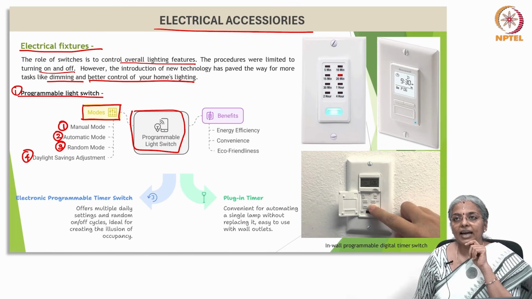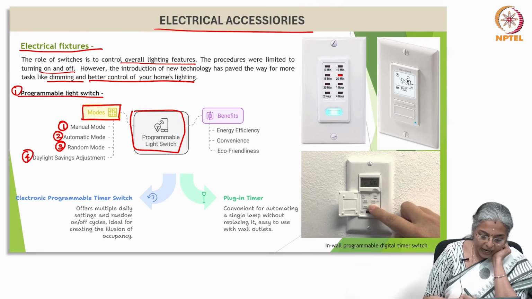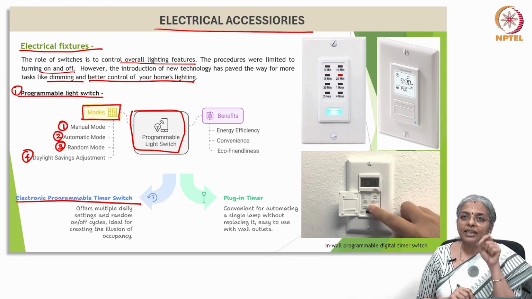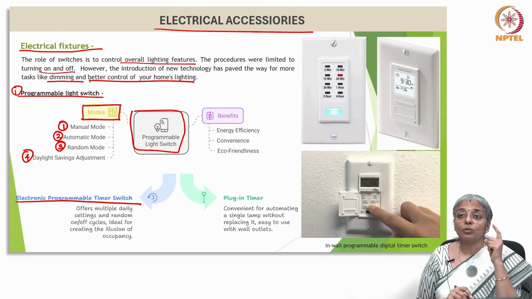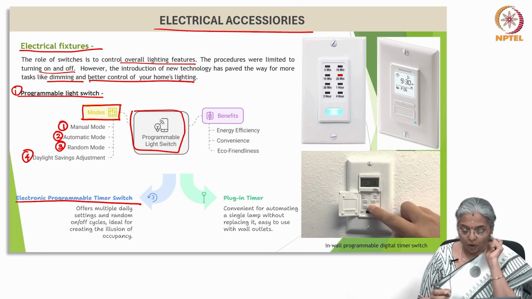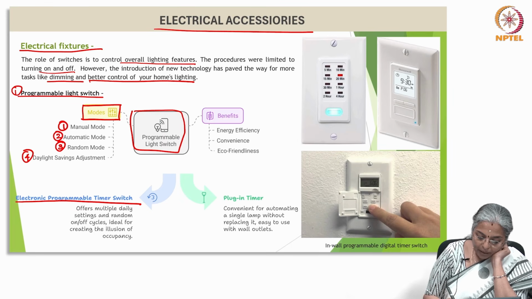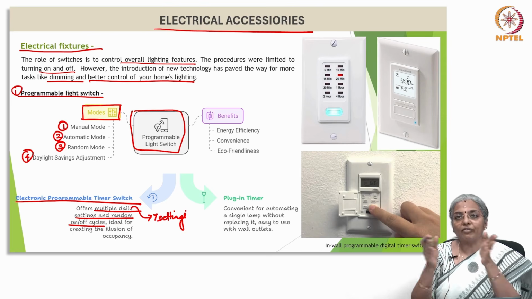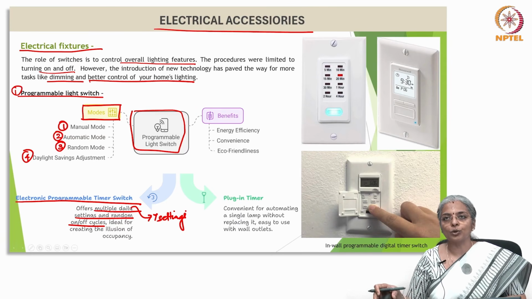Next is, we can have electronic programmable timer switches. Now, if you look at the electronic programmable timer switch, these switches are designed with up to 7 daily on and off settings. So, they have multiple settings and random on-off cycles, and these multiple settings can be up to 7 settings. So, you can have a variety of settings if you want to use the programmable timer switch.